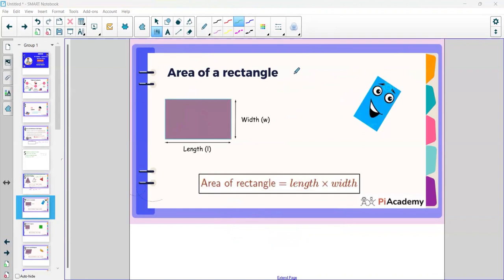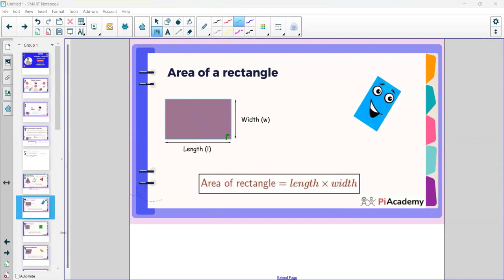Very good. And what about the opposite sides? What is the angle made by the rectangle? What is this angle? Right angle. It has four right angles. That means this is the length, and this is the width. So what would be the formula? Length multiplied by width. Okay, very good, Binuka. So the formula for a rectangle is length times width.